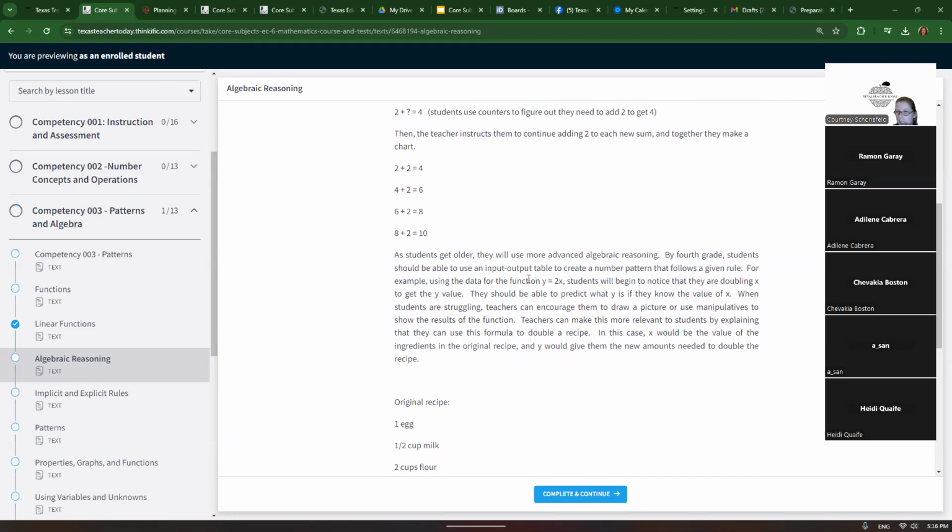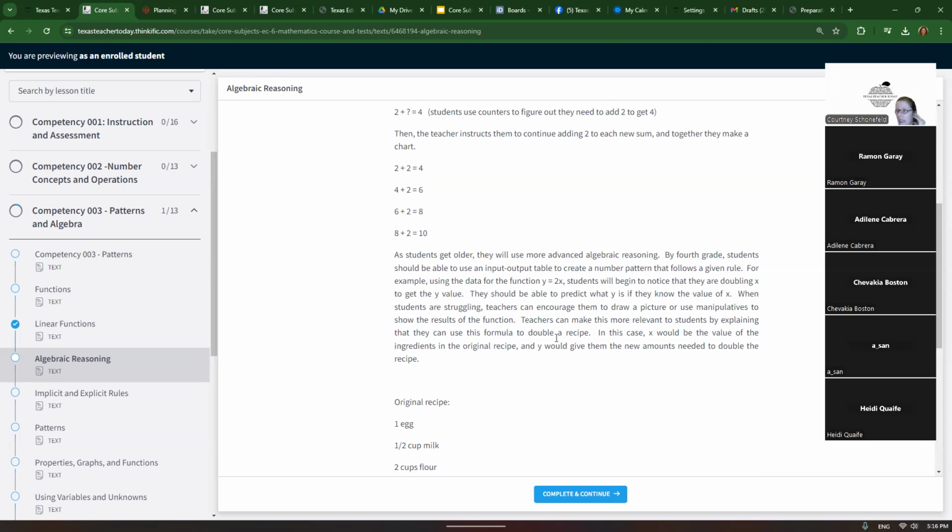For example, using the data for the function y equals 2x, students will begin to notice that they are doubling x to get the y value. They should be able to predict what y is if they know the value of x. When students are struggling, teachers can encourage them to draw a picture or use manipulatives to show the results of the function. Teachers can make this more relevant to students by explaining that they can use this formula to double a recipe.